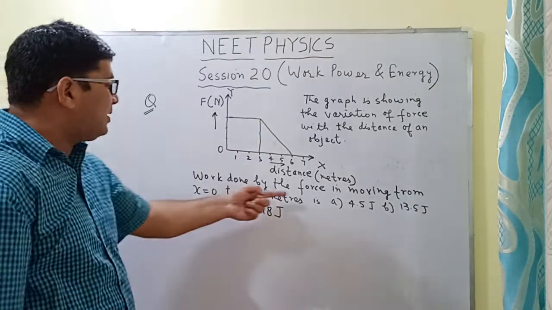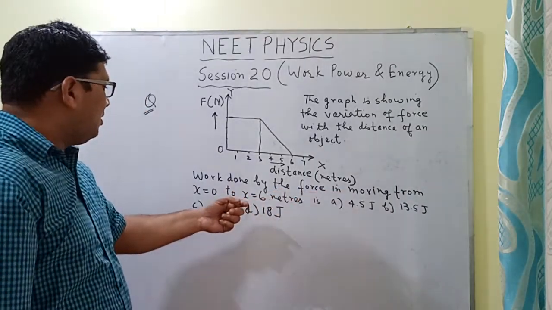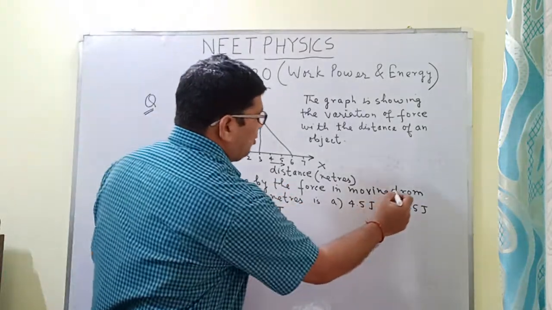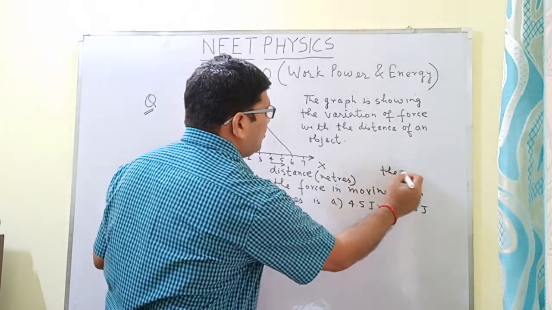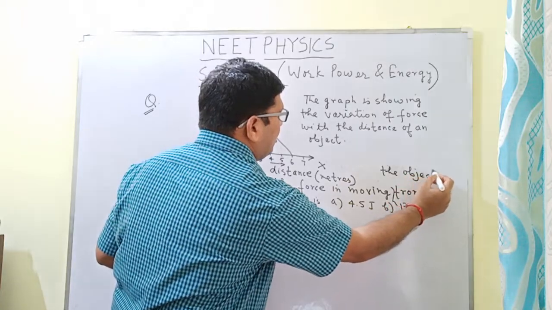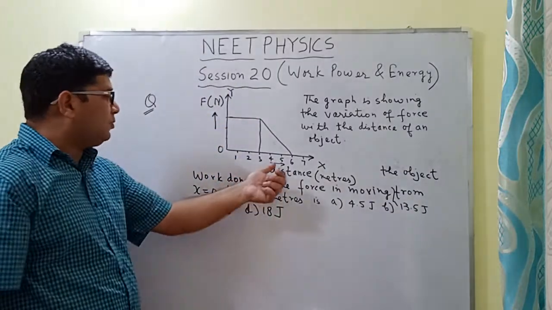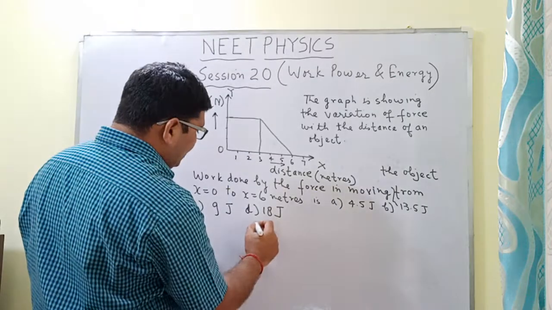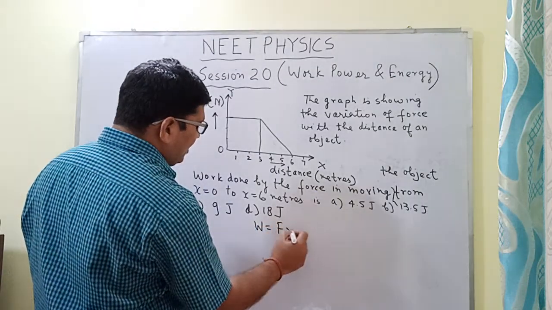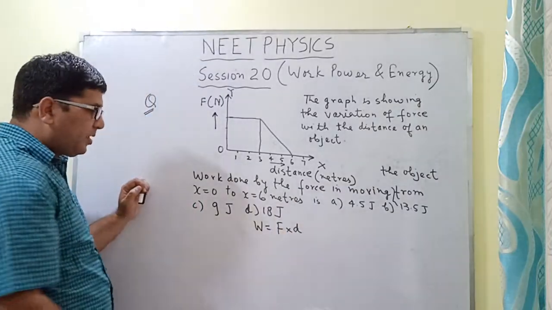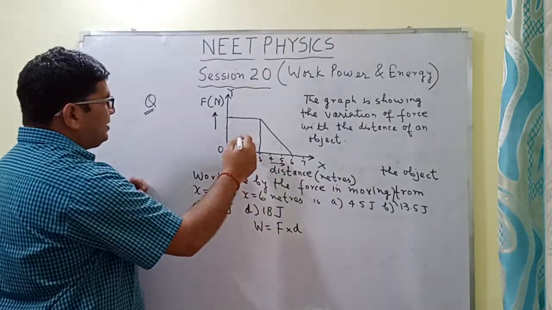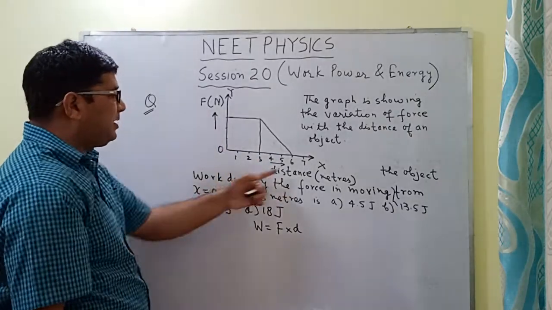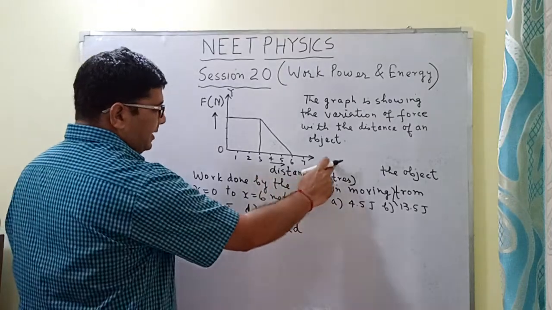So we have to find the work done by the force in moving this object from x is equal to 0 to x is equal to 6 meter. In this case we know that the work done is equal to applied force into the displacement. Here the force is represented along the y-axis and the displacement is along the x-axis.